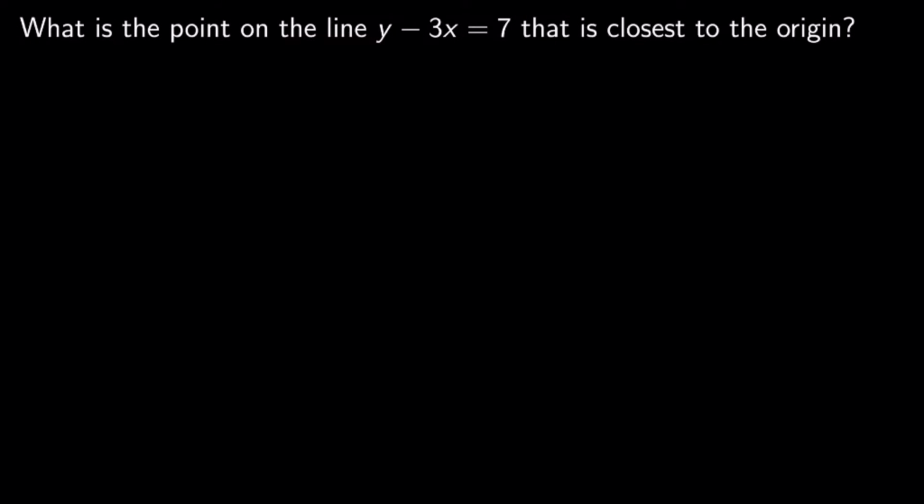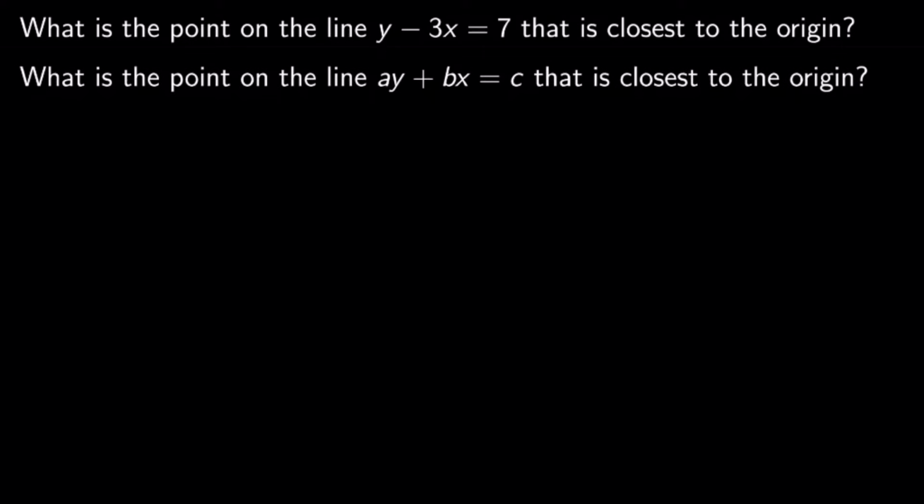Let's suppose that you are asked to do an optimization problem that's straight up algebraic in nature, very abstract. What is the point on this line, y minus 3x equals 7, that is closest to the origin? This is the type of problem that you're being asked to do. I'm actually going to level up and do a harder one.